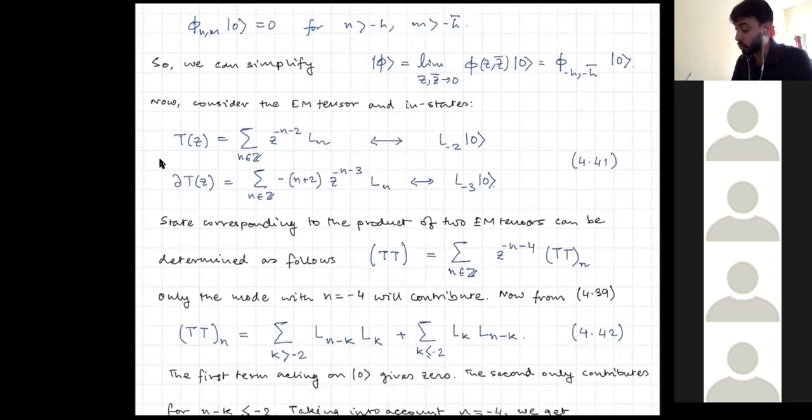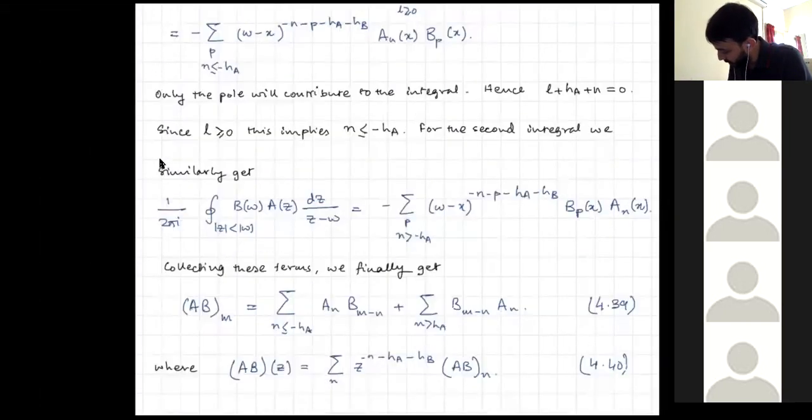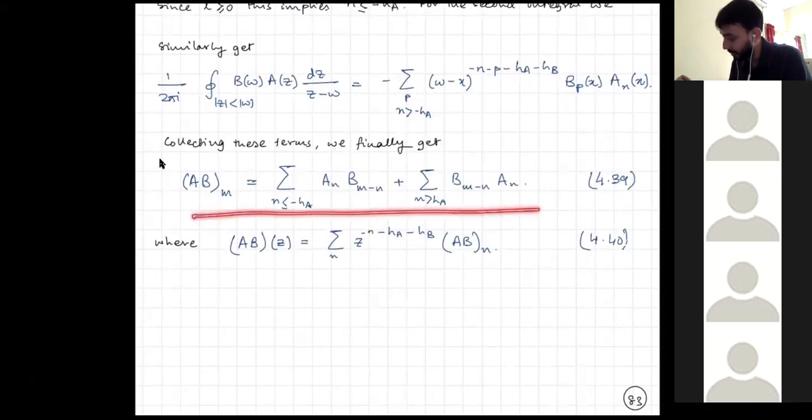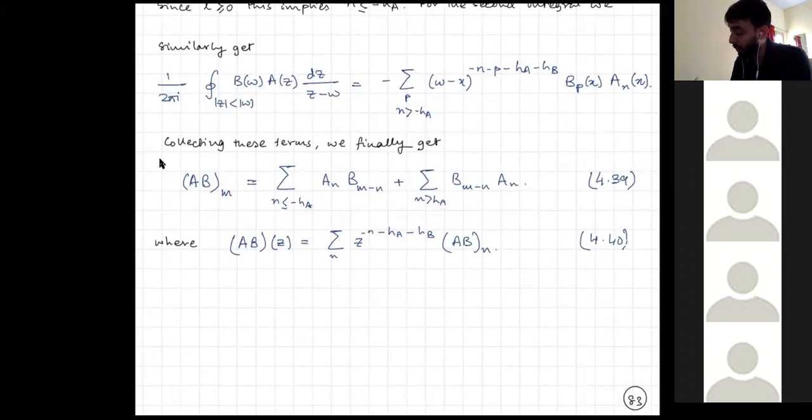All right. Now you can also look at the state which corresponds to the product of two of these stress tensors, and you can do it as follows. If you remember what we did last time, if you are looking at the TT operator, in this normal ordering, there are two T's, so there's a 2 plus 2, which is 4 here, and the expression is going to be z to the minus n minus 4 and (TT)_n in the modes. Now remember from last time that with these modes, you'll have to look at the weights and order them in the right way.